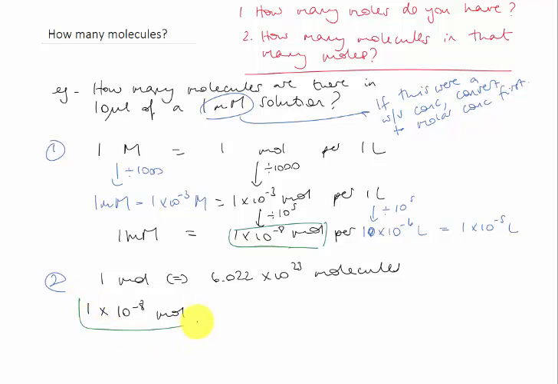So we got that number from here. And so to get from there to there, we have to divide by 10 to the 8. And so we also have to divide this number by 10 to the 8. And so that gives us 6.022 times 10 to the power 15 molecules. And that's the answer.